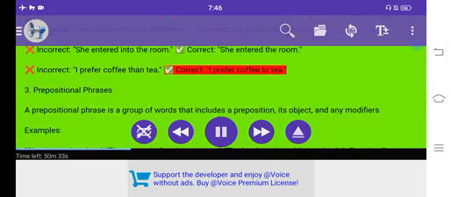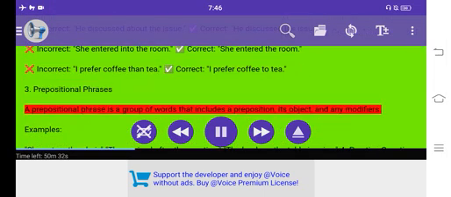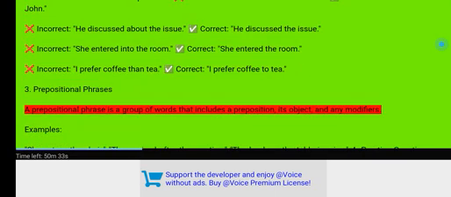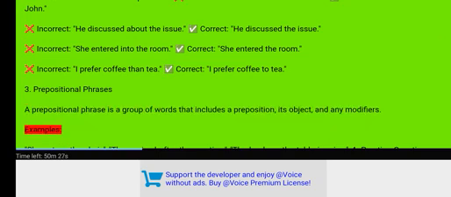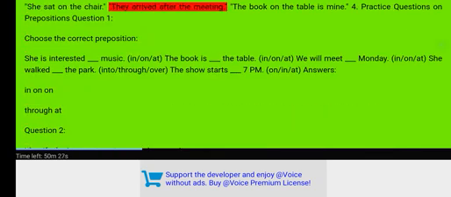Checkmark correct. I prefer coffee to tea. 3. Prepositional phrases. A prepositional phrase is a group of words that includes a preposition, its object, and any modifiers. Examples. She sat on the chair. They arrived after the meeting. The book on the table is mine.